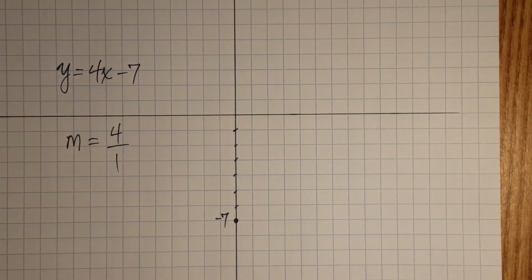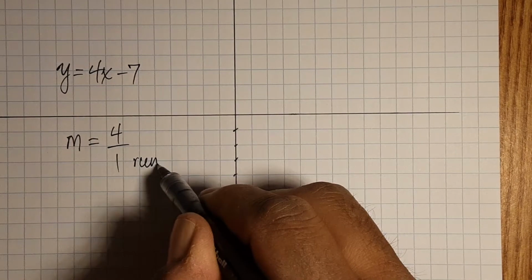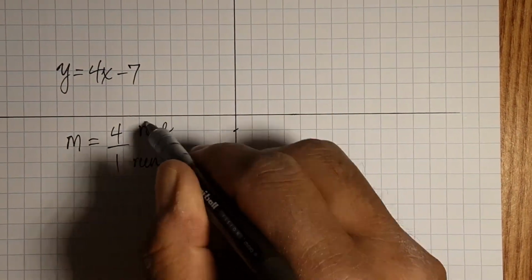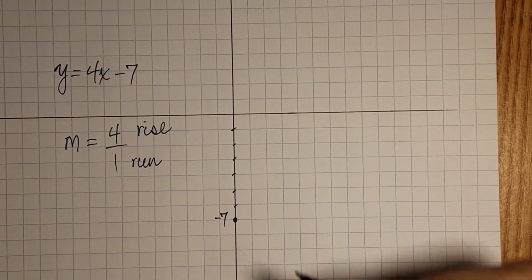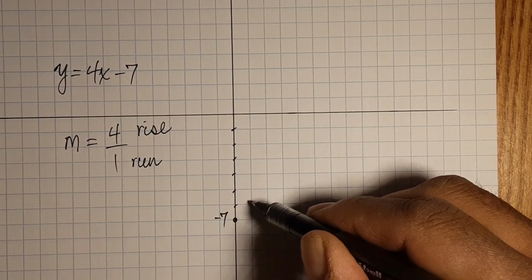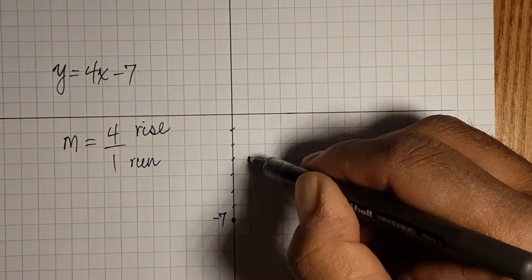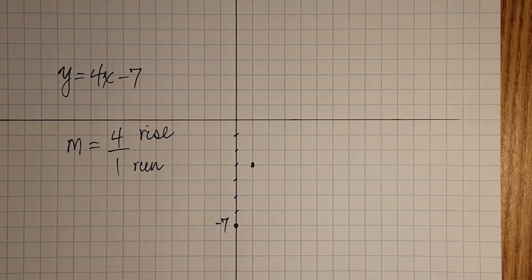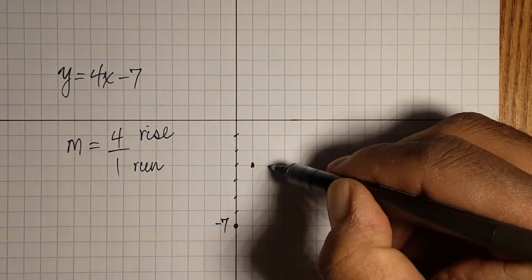My slope is 4/1. 1 is my run. On the top I have my rise. So what that means is I'm going to go 1 to the right and 4 up. My next point would be 1 to the right and 4 up.